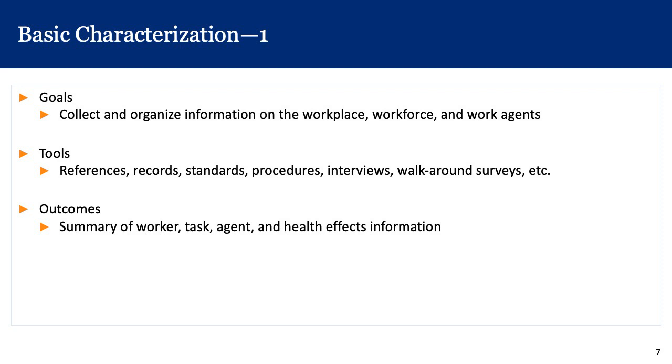And finally, you can also do a walk-around, meaning you walk around the entire workplace and visually observe each process and make judgments regarding whether they should be higher up or lower up in the priority for exposure assessment and monitoring. And the outcome of this basic characterization step is a summary of what the workers are doing and how the workers can be grouped, the tasks that the workers are engaged in, the chemical, physical, and biological agents, and then also finally the health effects that might result from exposures to these agents.